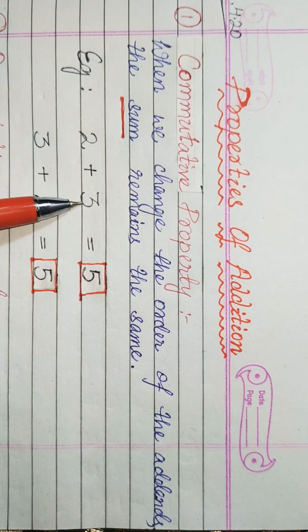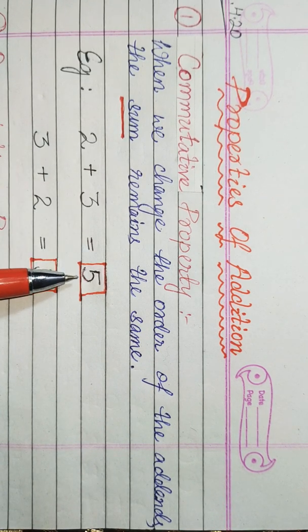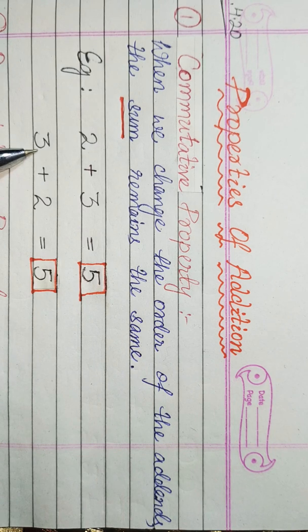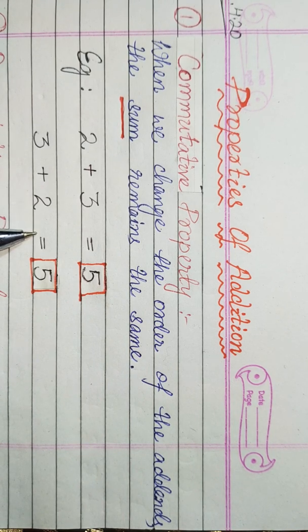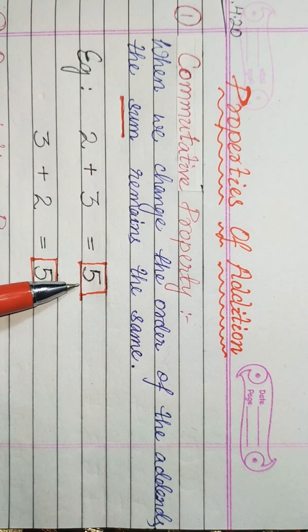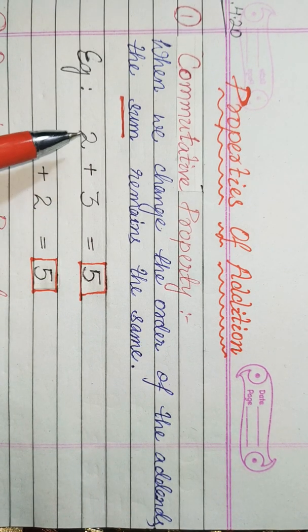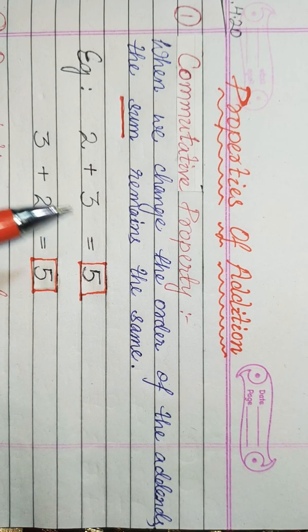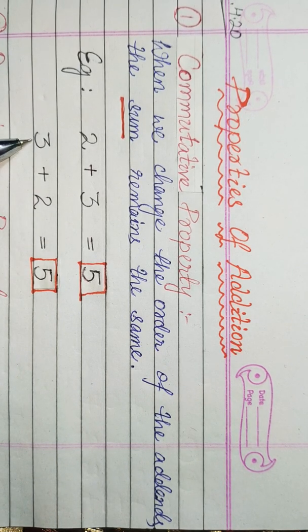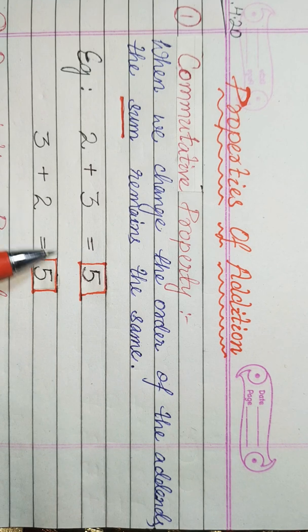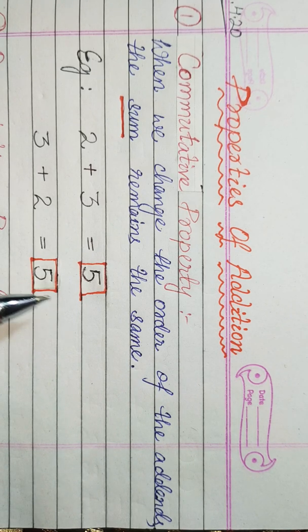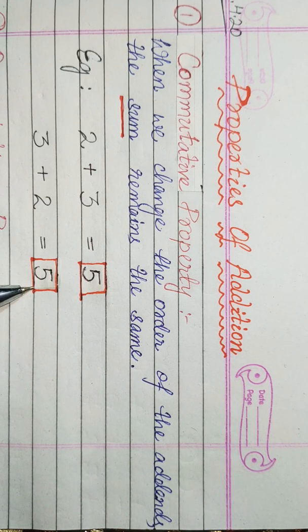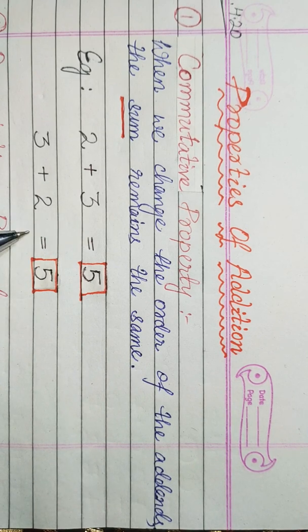2 plus 3 is equal to 5. 3 plus 2 is equal to 5. What is the difference here in both the cases? You see, 2 is there, 3 is there. In the second case, 3 is also there, 2 is also there. The sum is 5 here, the sum is 5 here.